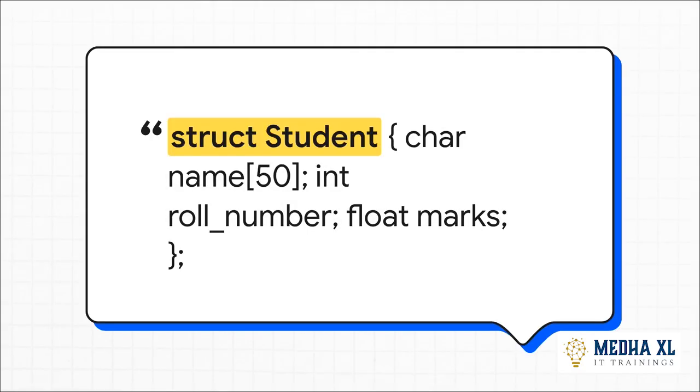And here's what that blueprint looks like in actual C code. We're literally defining a new thing called struct student. And inside those curly braces, we're just listing the ingredients. We're telling the computer, any student I make from now on is going to have a spot for a name, a roll number, and their marks. Notice it doesn't hold any data yet, it's just the template.